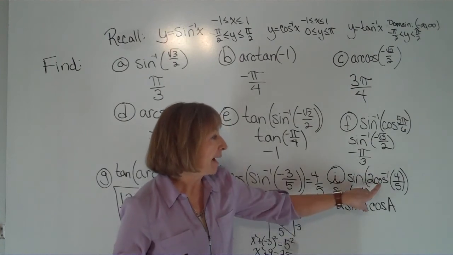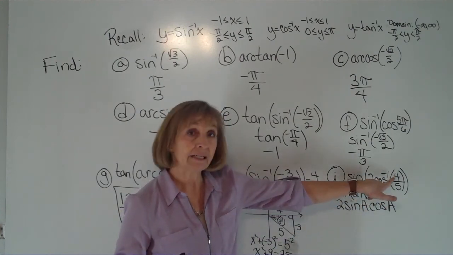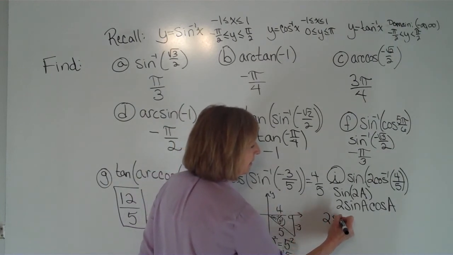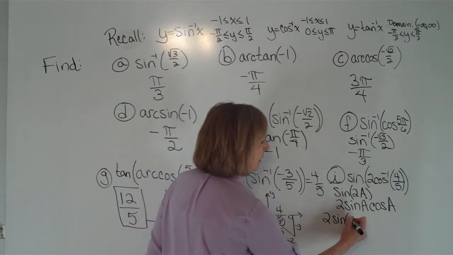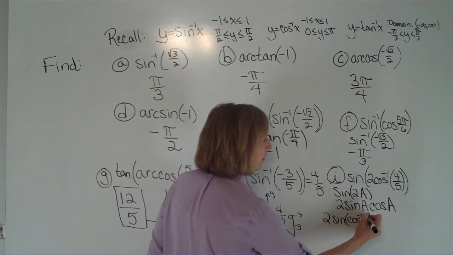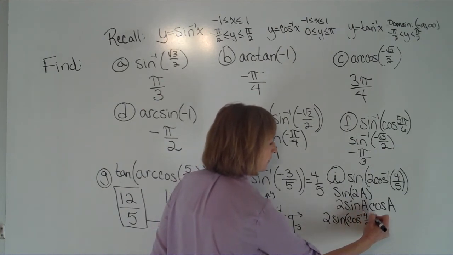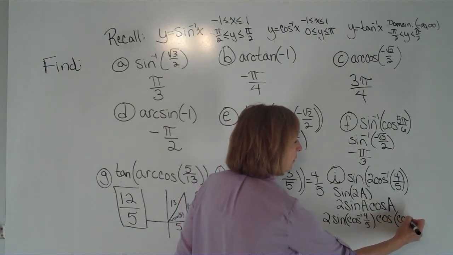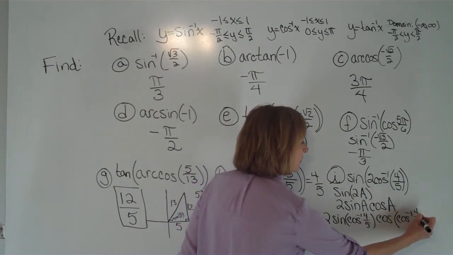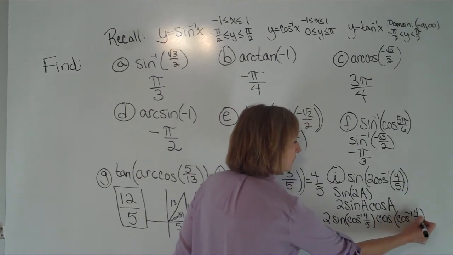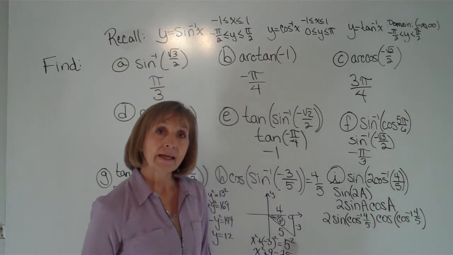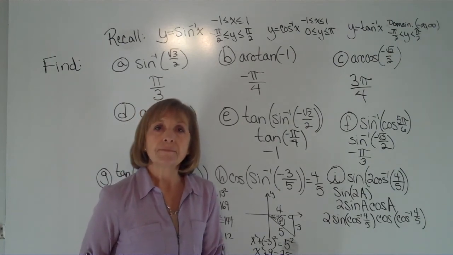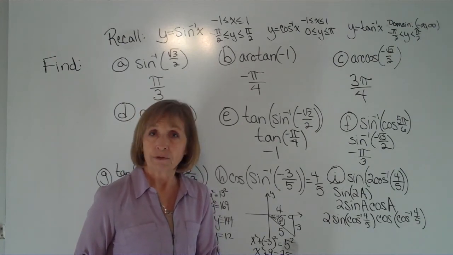So taking this back to my A being the inverse cosine of 4/5, I have 2 times the sine of the inverse cosine of 4/5 times the cosine of the inverse cosine of 4/5. And again, I'll also put a link to a video of the trig identities in this description if you need a review of those.